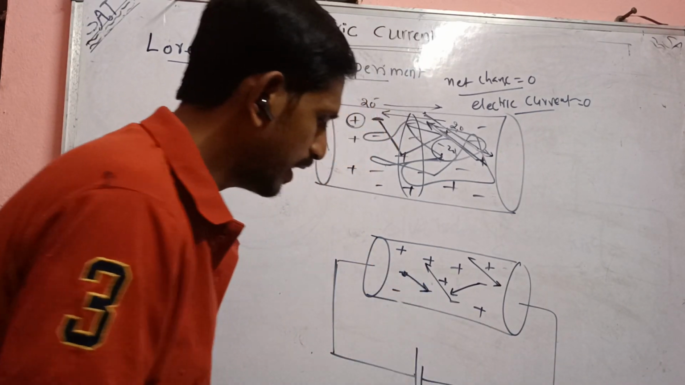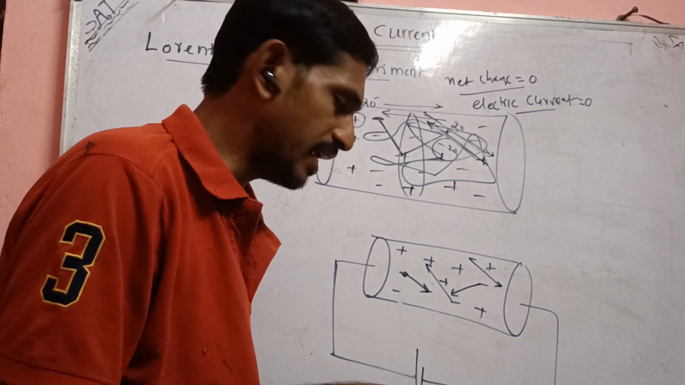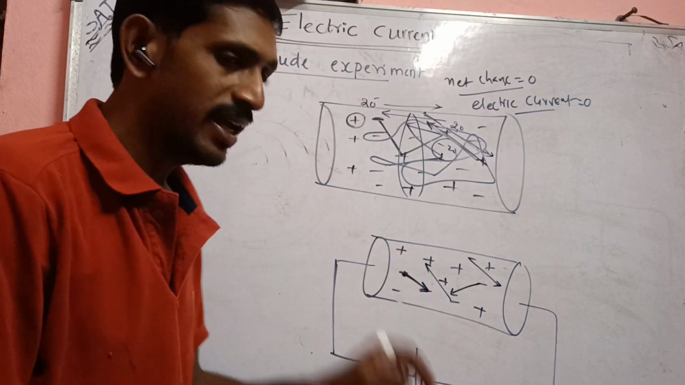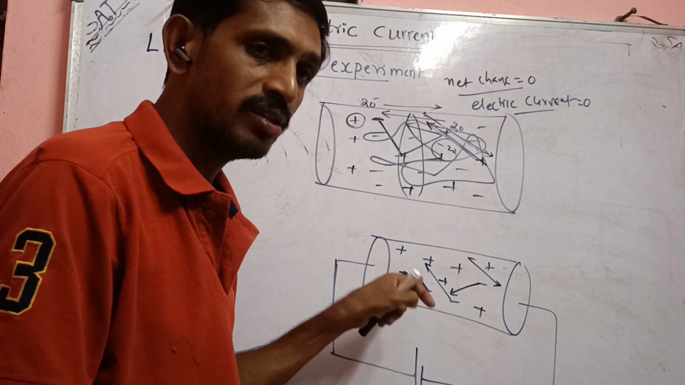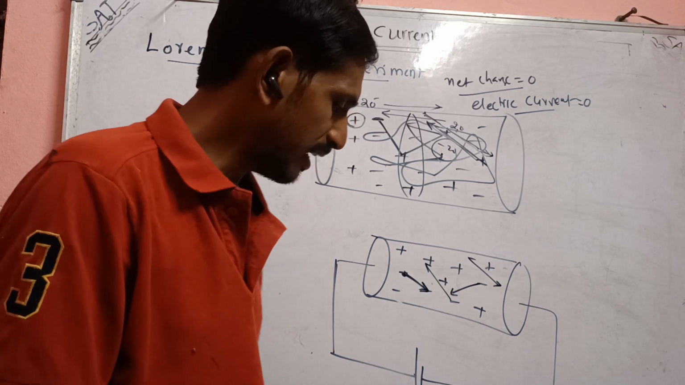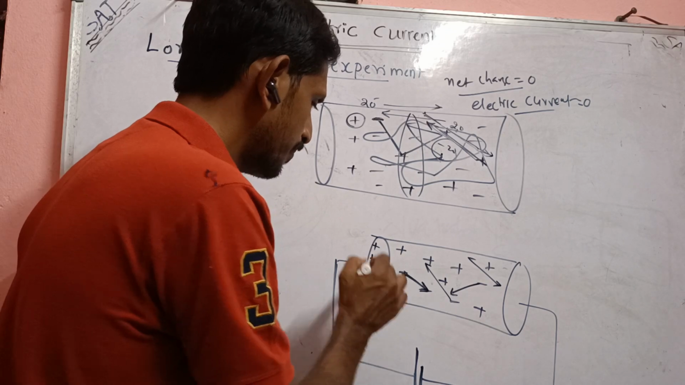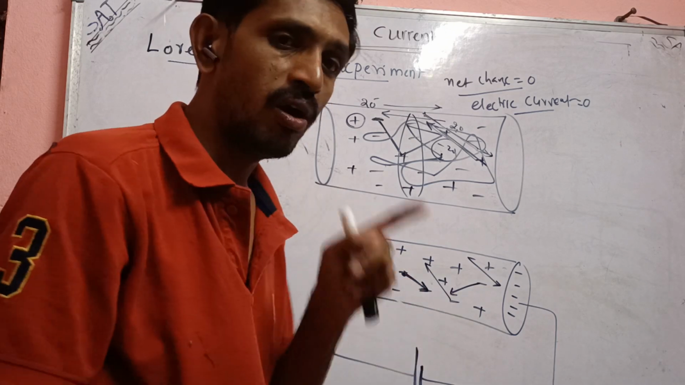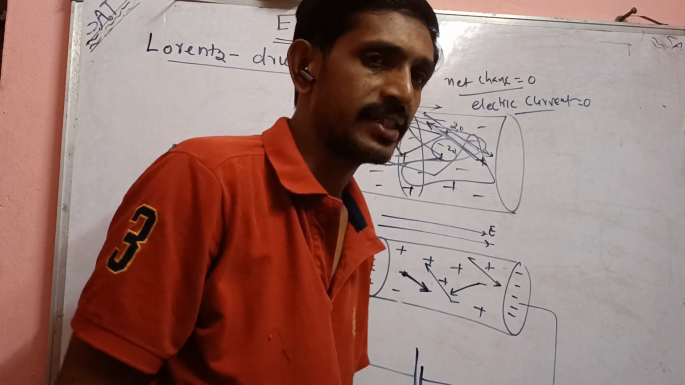Whenever we connect the conductor across the battery or cell, these electrons experience a force. A negative charge always experiences a force which is opposite to the electric field. Here the positive charge is placed on one side and the negative charge is placed on the other side. The electric field is always directed from positive to negative. This is the electric field direction.